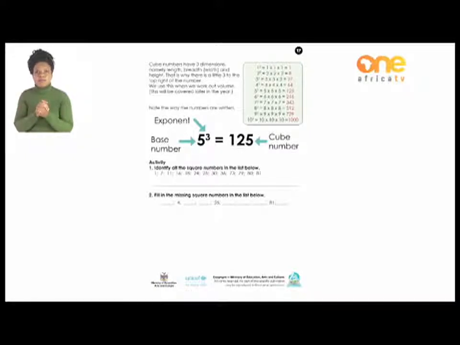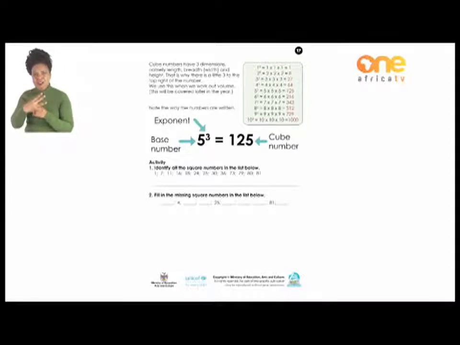If you look in the box on your top right side corner, the numbers are written with the exponent 3. That means 1 cubed is 1 times 1 times 1, which gives you 1. 1 is also a cube number. 2 cubed gives you 2 times 2 times 2, which is 8. 3 cubed gives you 27. 4 cubed gives you 64. 5 cubed gives you 125.